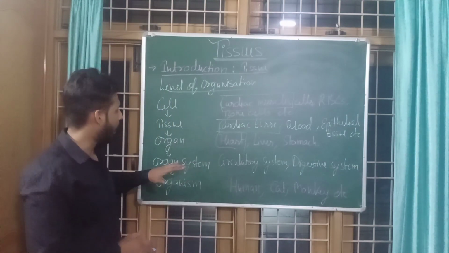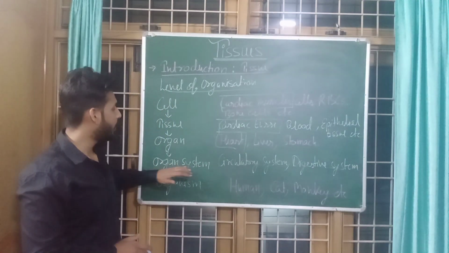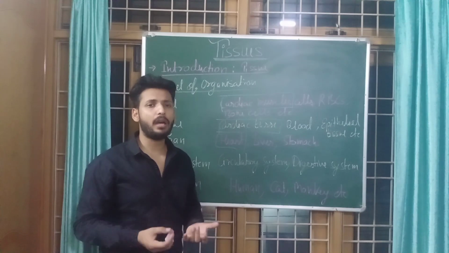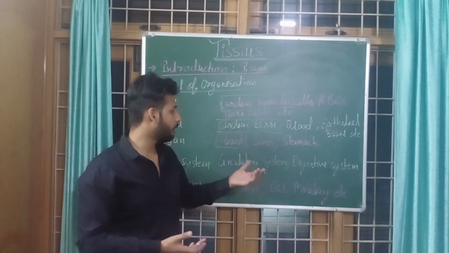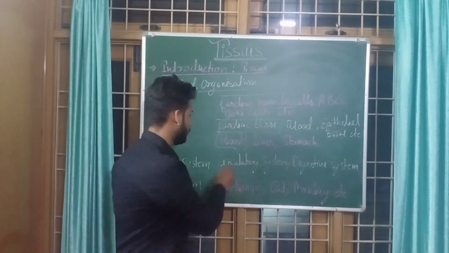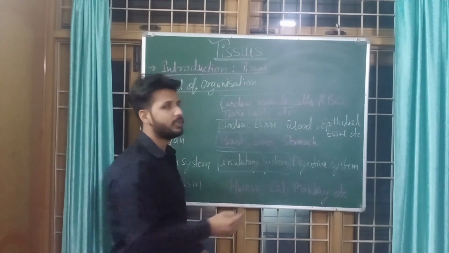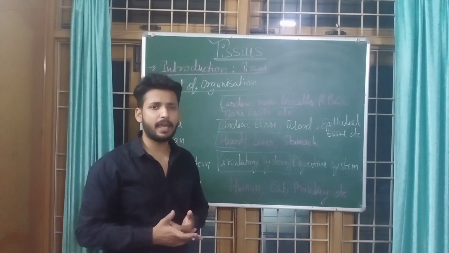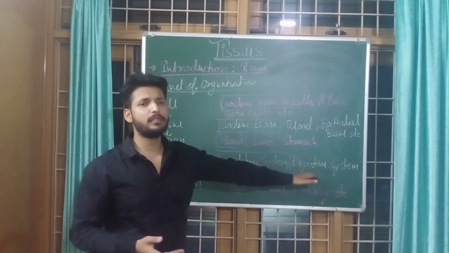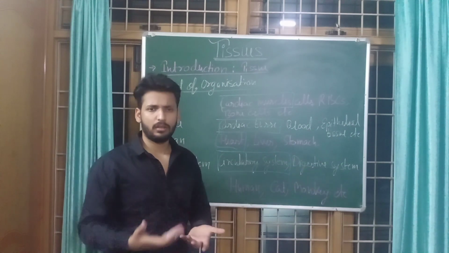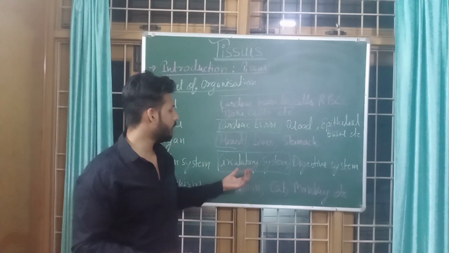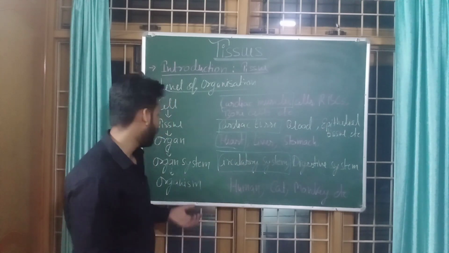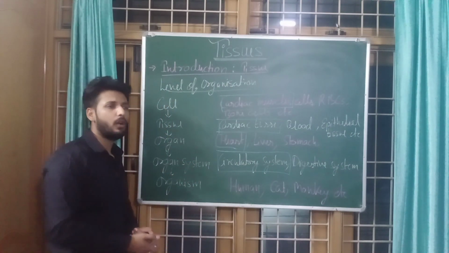Next we can say our next level of organization is organ system. Organ system we can say like heart, arteries, veins and all form the circulatory system. In the same way, esophagus, stomach, small intestine, large intestine all combine to form the digestive system. Got it? So in the same way, there are different types of organ systems, and organ systems combine to form an organism.